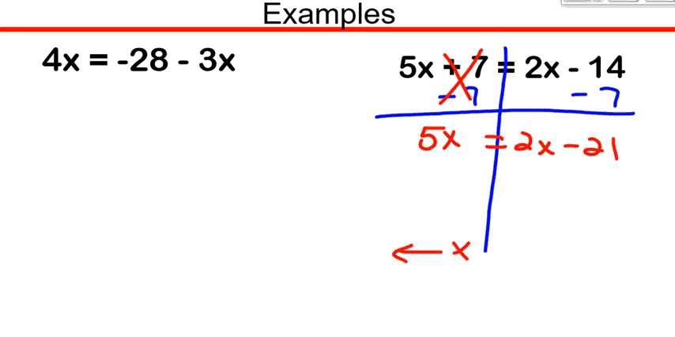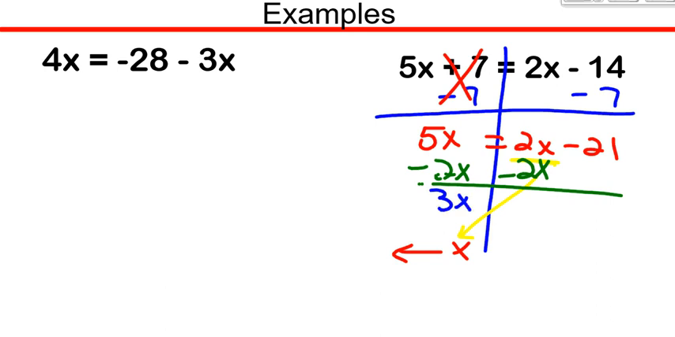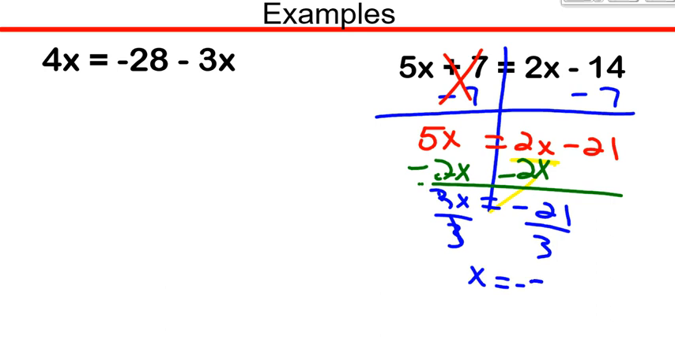Again, trying to get all my x's over here. So since I have a 2x, this guy is over here. It doesn't belong there. It belongs over here with the x's, so I have to get rid of that. So I'm going to subtract 2x from both sides. So 5x minus 2x gives me 3x equals negative 21. And then, of course, I'm going to have to divide both sides by 3. And these 3's will cancel, leaving me x equals negative 7.